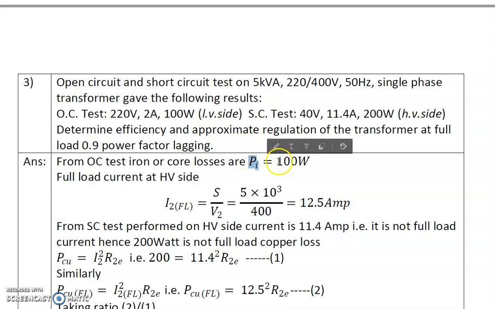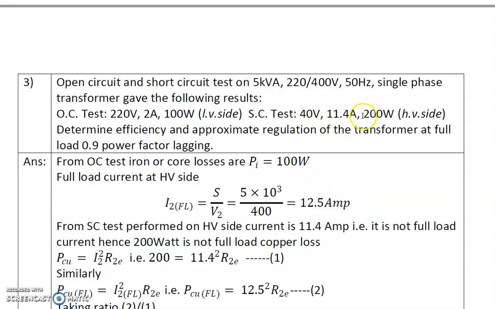So Pi is equal to 100 watt, and the full load current on the HV side, I2 full load, is equal to S upon V2. S is 5 kVA, so 5 into 10 raised to 3 divided by 400, the secondary voltage. The short circuit test is performed on the HV side, so 400 is taken in the denominator, and it is 12.5. See here, the full load current is 12.5, but in the short circuit test it is 11.4. It indicates that the short circuit test is not performed at the rated load current.